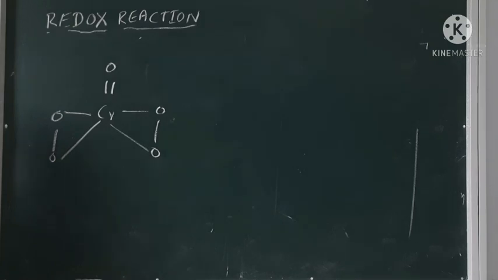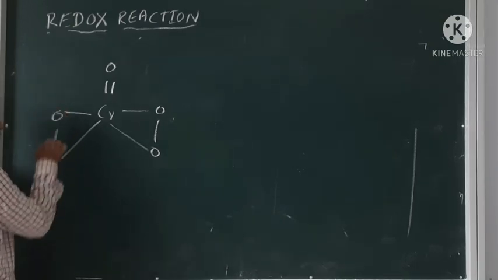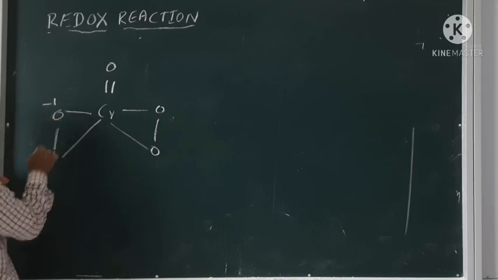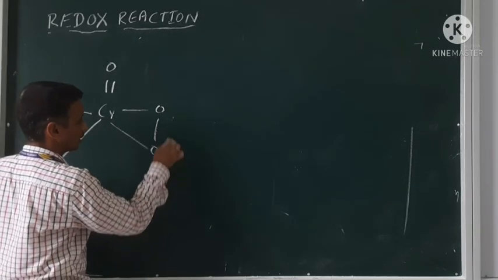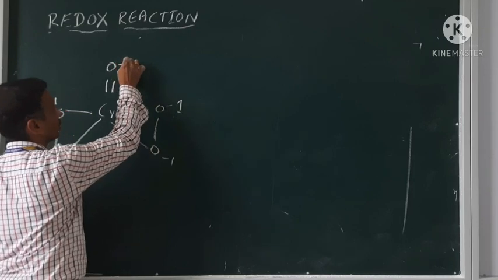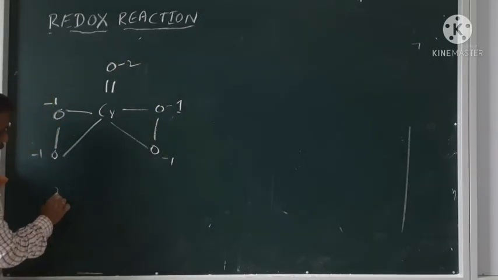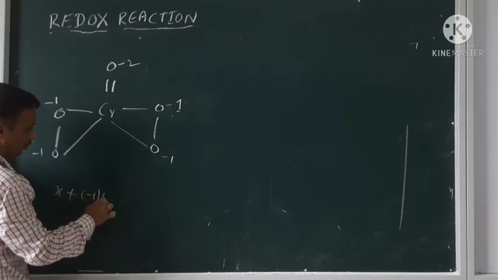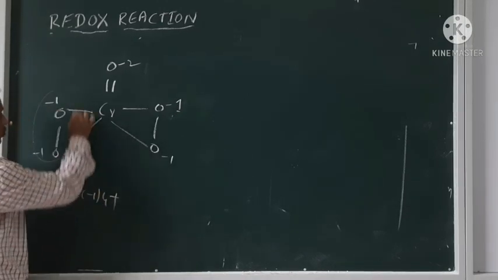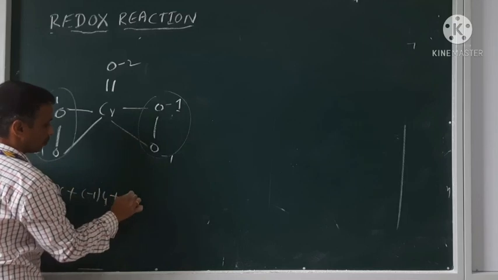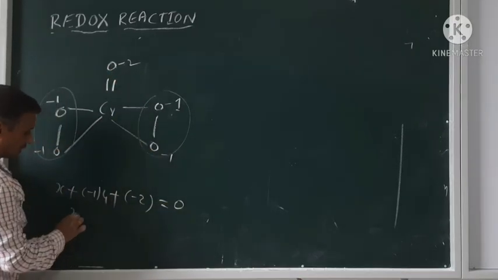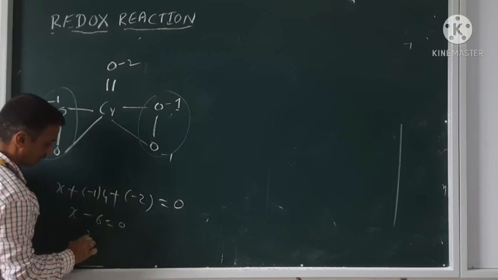So this is CrO5. See, these are all peroxide. The O-O linkage is called a peroxide linkage. So for this -1, for this also -1, for this -1, for this -1, for this -2. So x plus -1 into 4 for all these 4, then plus -2 for this equal to 0. x minus 6 equal to 0. x equal to 6.